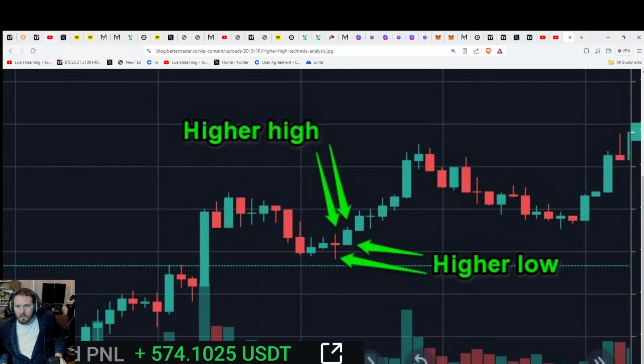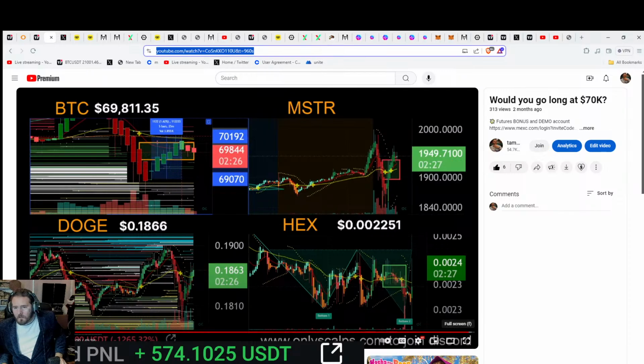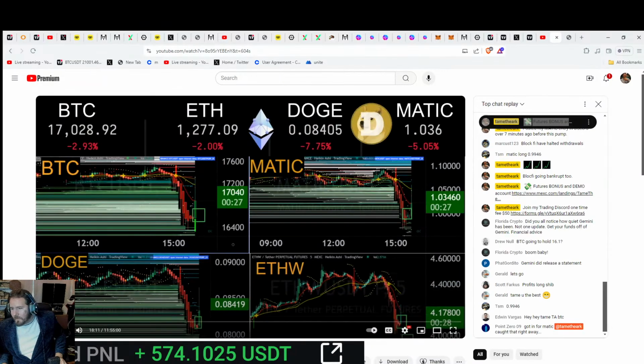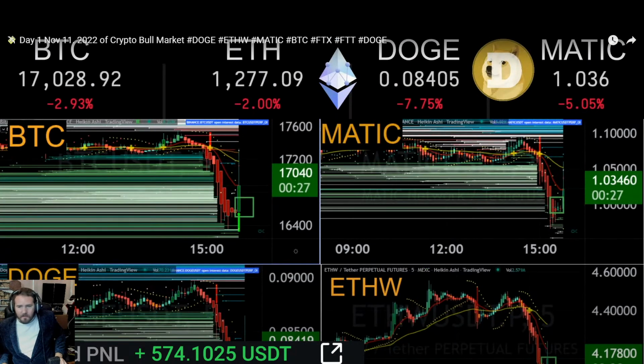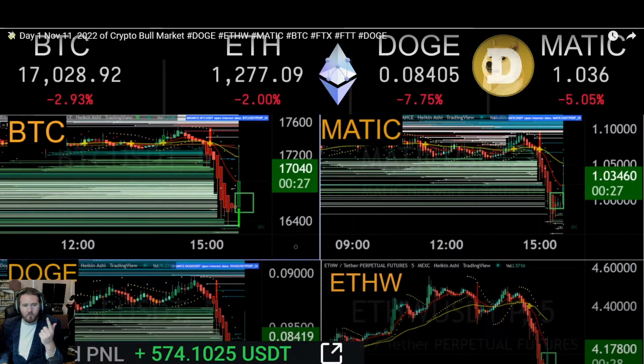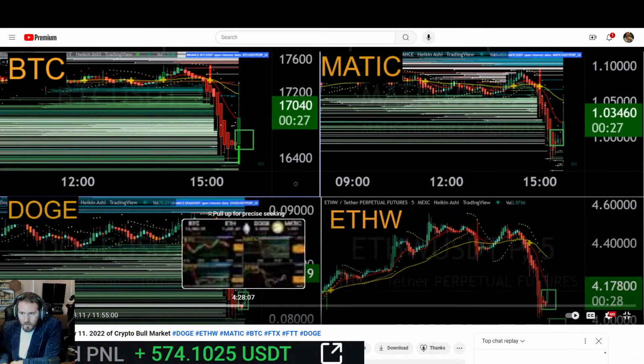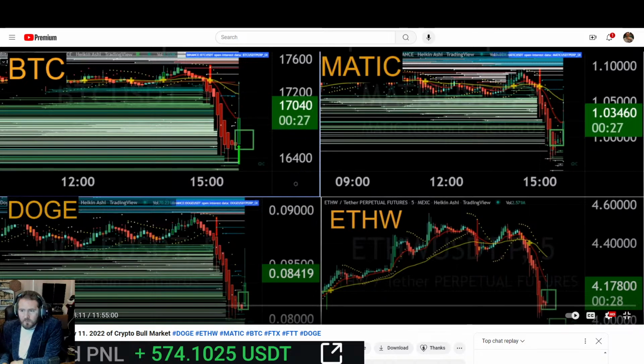That's the comparison. In this video here, were we making a higher high? Yes. It's a much higher high for the candle. Oh, you guys can't see it. There it goes. Bitcoin was making a higher high. Doge was making a higher high. ETH, Matic, they all made those higher highs. And if we play this a little bit lower, we can see those higher lows as well.